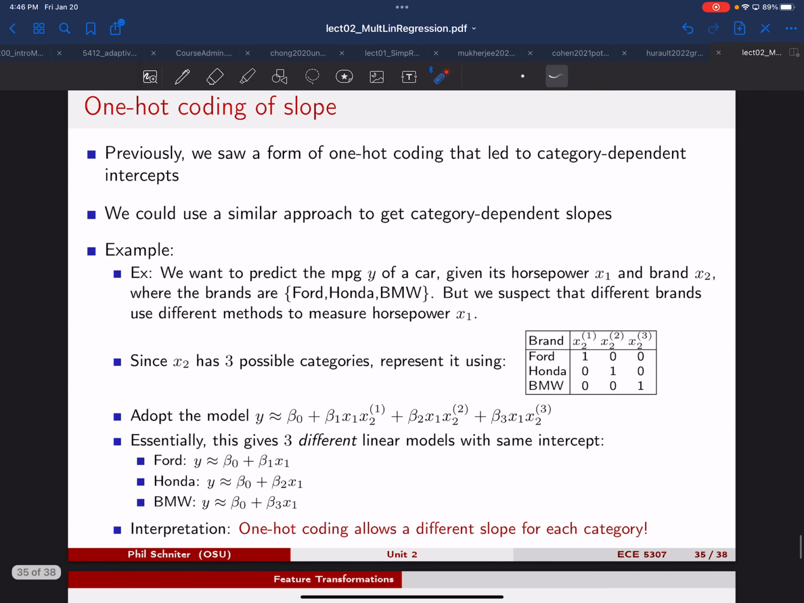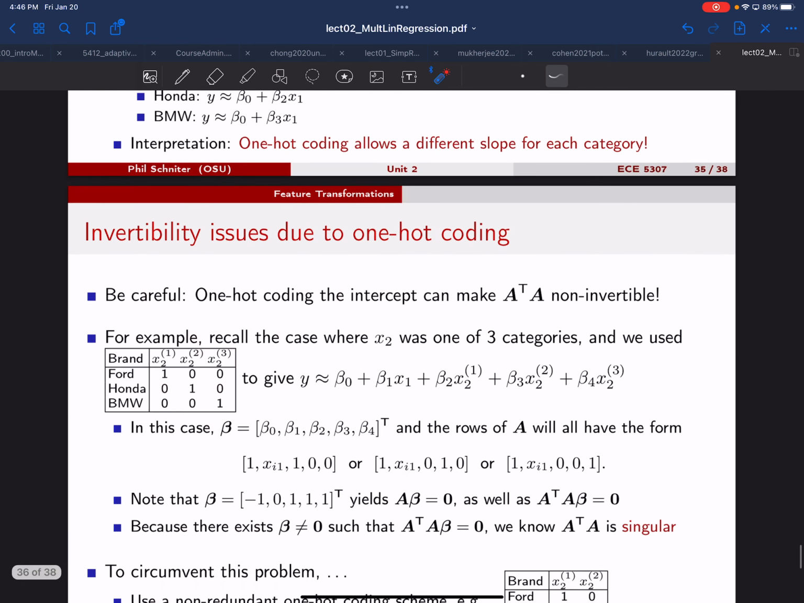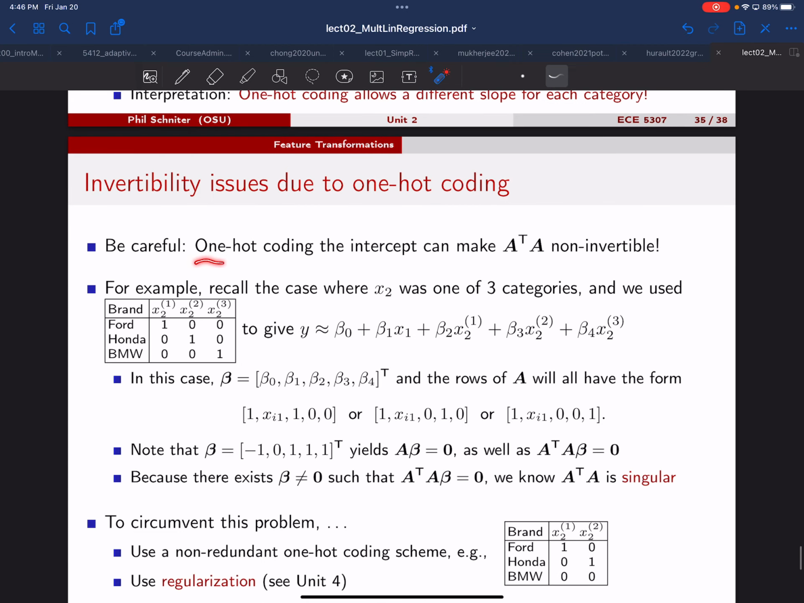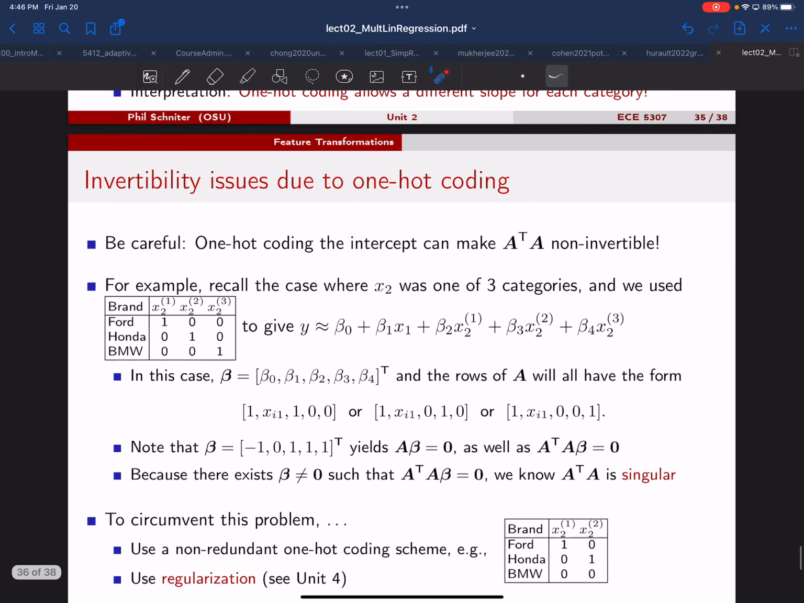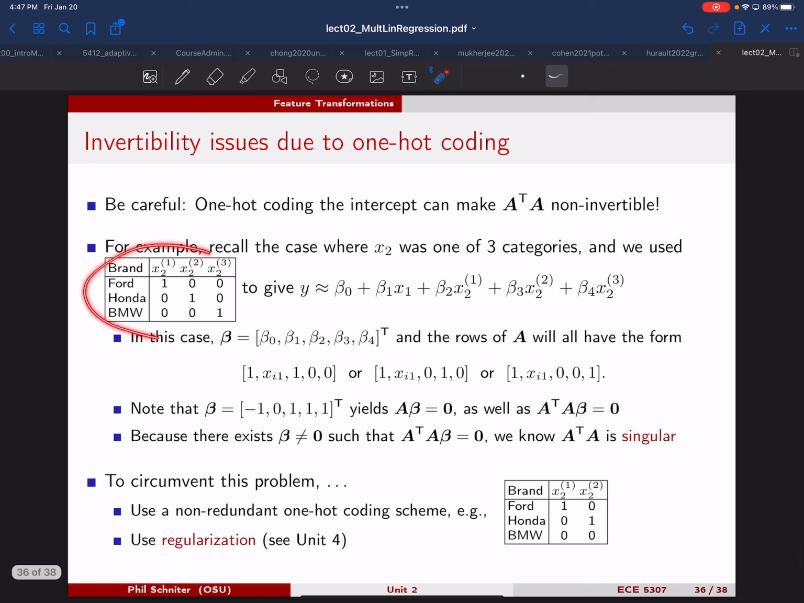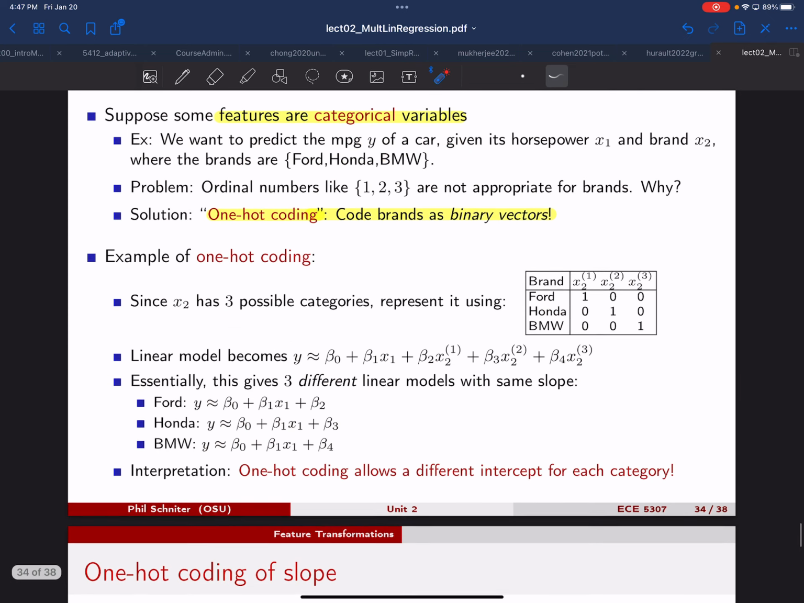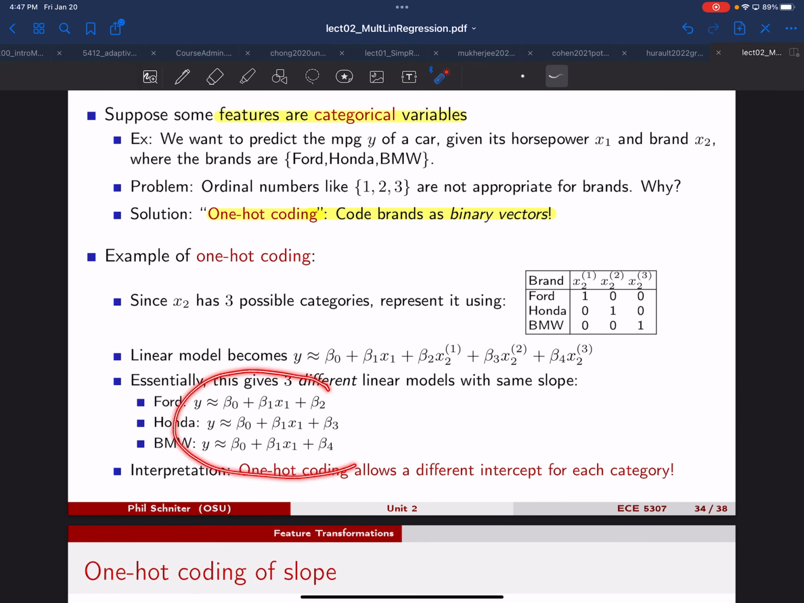Okay, now there is one issue. Let's return to the one-hot coding the intercept, which was the first thing we looked at. And this is where we have this coding, and this is what we did with that coding. So the trouble here, maybe, does anybody see, let's just go back here. Does anybody see kind of something that bothers them about what we're doing here? Something that's a little bit weird?